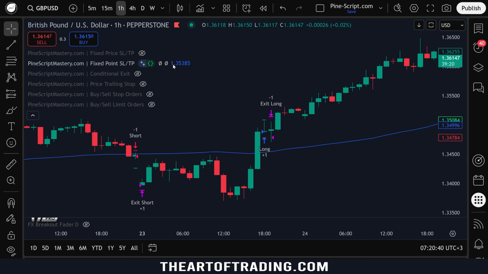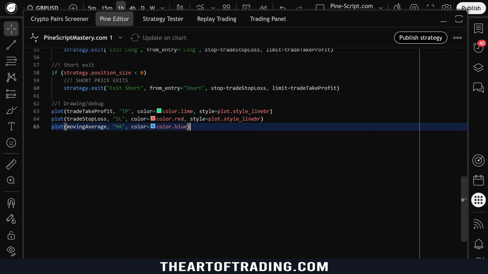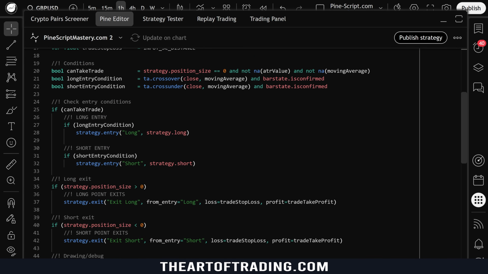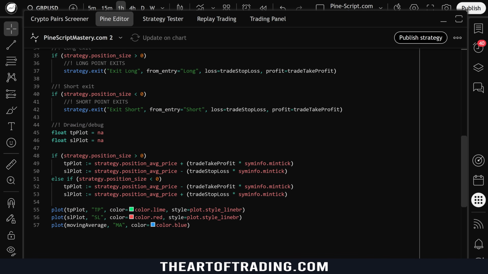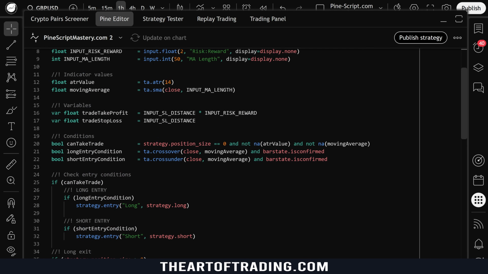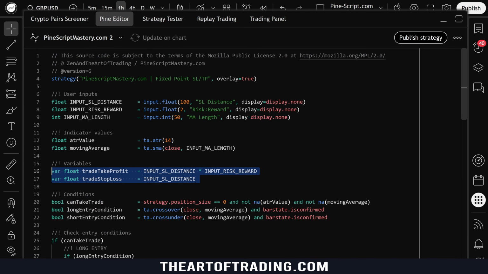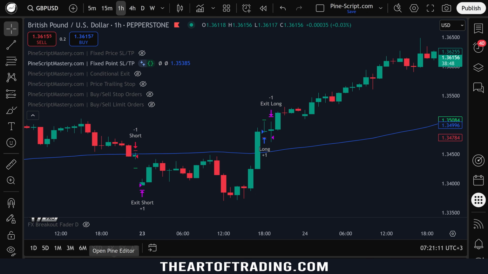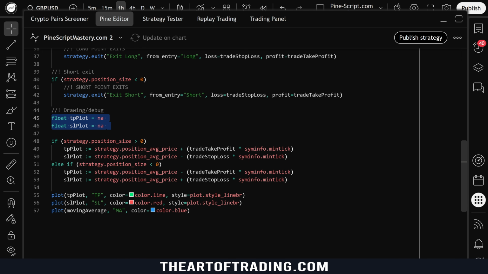If I bring up the original script I showed you, our drawing code was really simple because we're just plotting price values: take profit, stop loss, moving average. For this script, we have to actually calculate that price value because our stop loss and take profit is not expressed in price anymore. It's expressed in point distance from our entry. So in order to draw these stops and targets, what I had to do is save them separately as variables, the take profit plot value and stop loss plot value. These are price values.